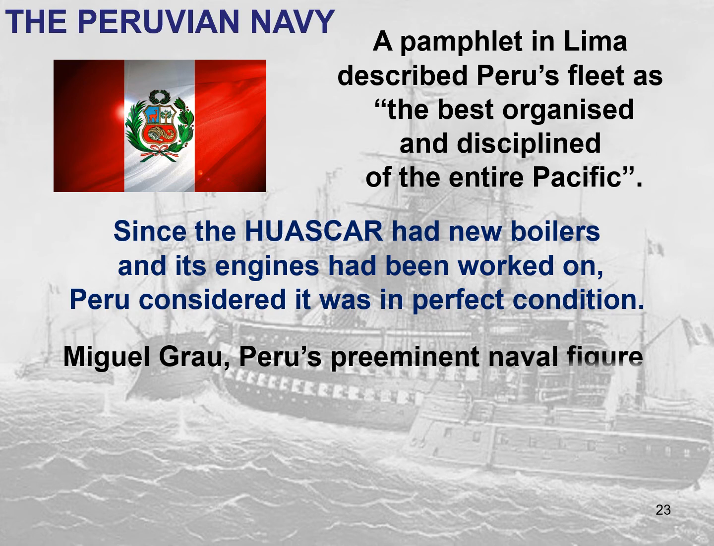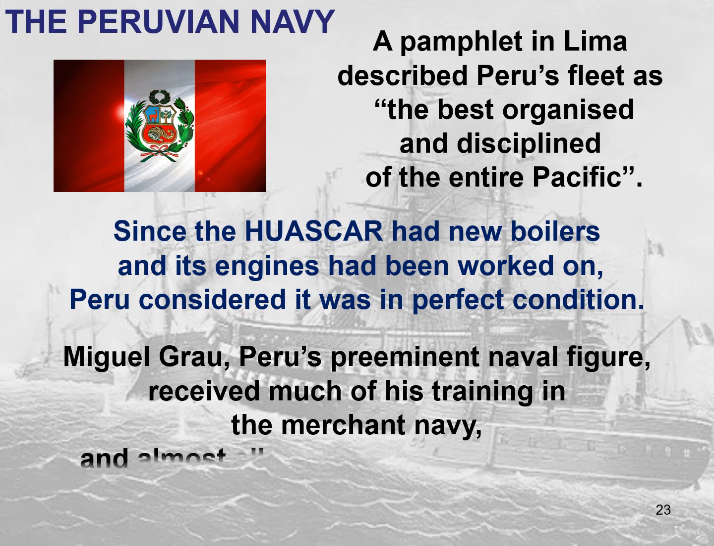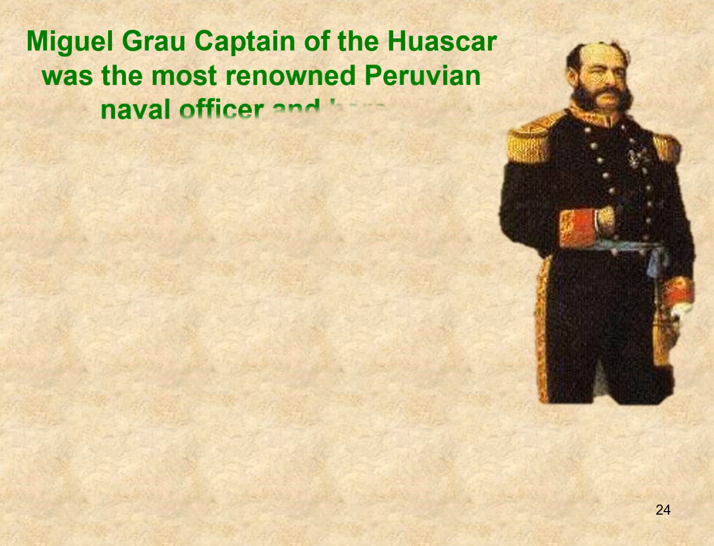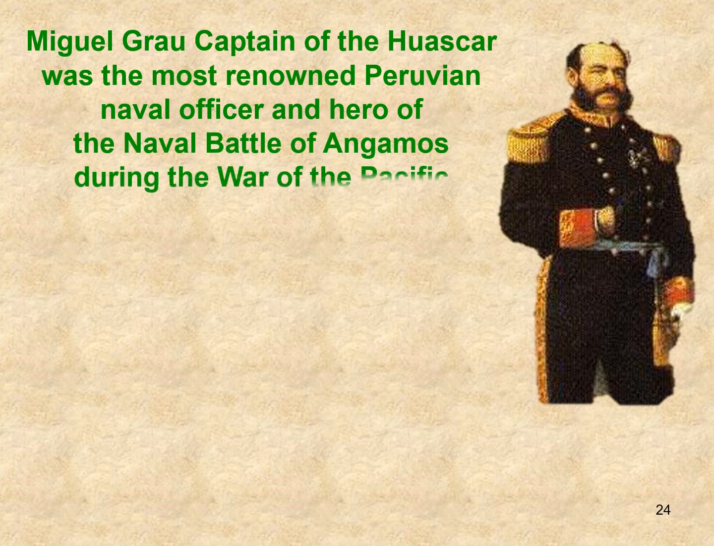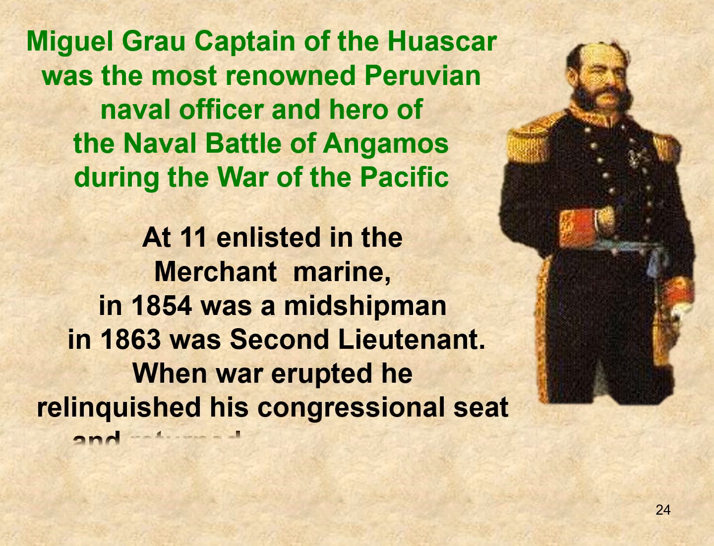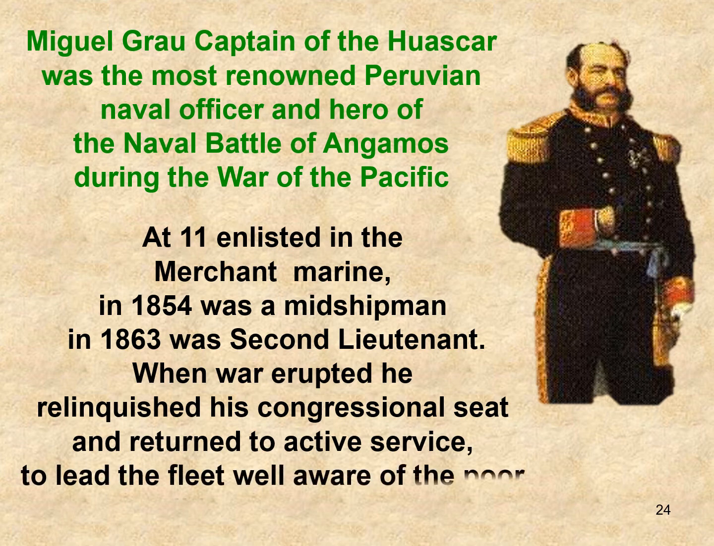Miguel Grau, Peru's preeminent naval figure, received much of his training in the merchant navy, and almost all the sailors that manned the warships seemed to lack the necessary skill to maneuver them. Miguel Grau, as captain of the Huáscar, was the most renowned Peruvian naval officer and hero of the Battle of Angamos during the War of the Pacific. At the age of 11, he enlisted in the Merchant Marine. In 1854, he was a midshipman. In 1863, he was second lieutenant. And when war erupted, he relinquished his congressional seat and returned to active service to lead the fleet, well aware of the poor condition of the vessels.